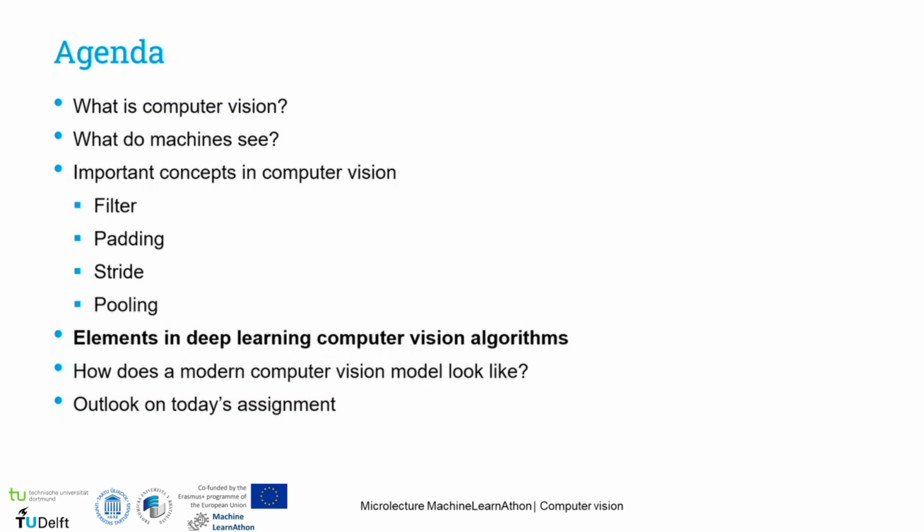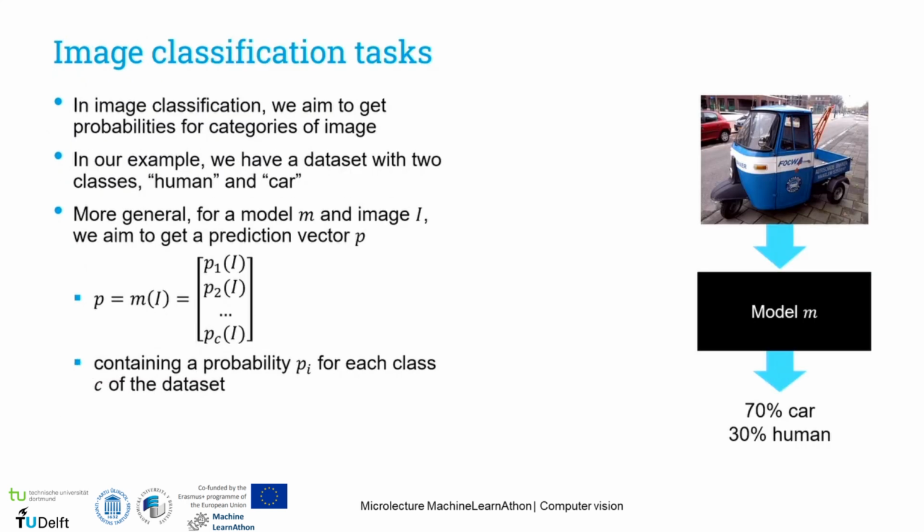But before, I want to do one step back to think about what are we actually doing, what is our goal. And I mentioned that in the beginning. In the simplest case, we talk about a classification problem. So basically, we have an image, and the goal is to predict what is the category of the image. And I guess you had that in the first assignment as well.